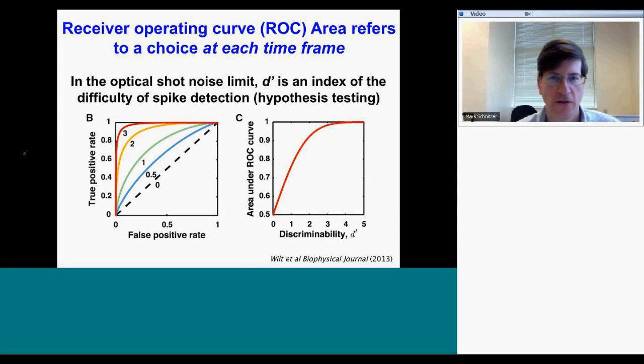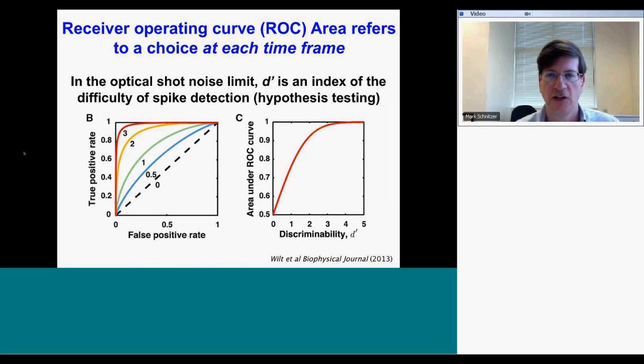And the area under these curves is called the area under the receiver operating curve, the ROC area, and it tells us, given a binary choice between an instance of a spike and no spike, what are the odds that we can pick the instance that was a spike correctly? And this area under the ROC curve will rise as the d prime metric improves. And again, we can see that small improvements in d prime can lead to meaningful gains in error rates as the d prime value rises.